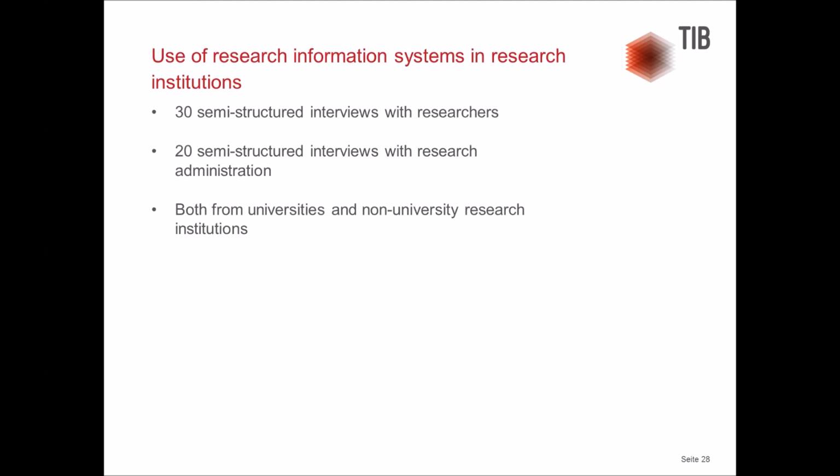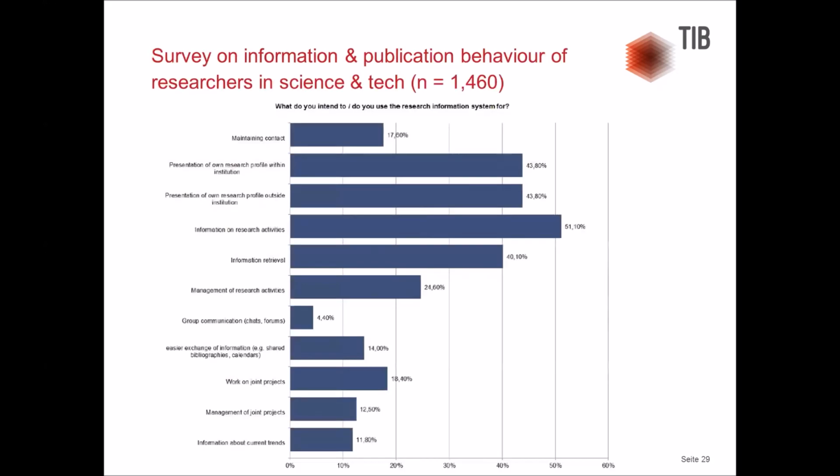So we made a study with 30 semi-structured interviews with researchers and 20 semi-structured interviews with research administration, both from universities and non-university research institutions. We wanted to find out the use of research information systems in research institutions. So what are the needs? What are the use cases? And we did another study, a survey on information and publication behavior of researchers in science and technology. And there we included some questions about research information too. It was a study with 1,460 participants. In this way, we gained some insights into what we should work on.